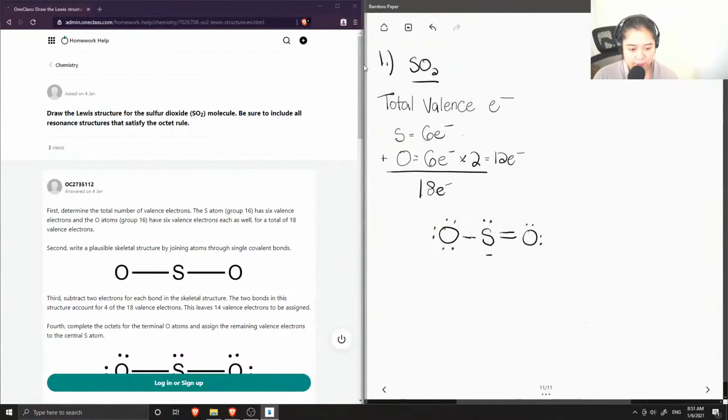And after doing that, it now has a positive charge. And this oxygen on the left has a negative charge. So this is one Lewis structure of SO2. And if we were to draw another resonance structure of this molecule as well, we'll show this oxygen having the double bond instead, and the oxygen on the right to be single bonded.